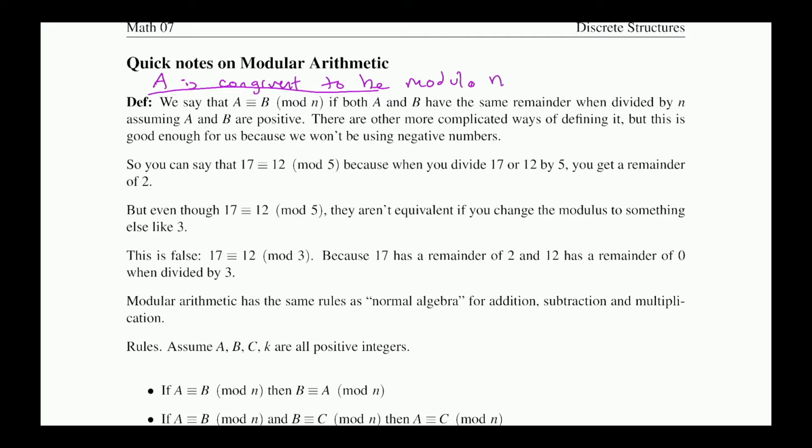This right here is how you say in words this right here. And it says, if both A and B have the same remainder when divided by n, assuming A and B are positive. There are other ways to define it, but we're not using negative numbers, so this is going to work for us. This is for positive numbers only, but this rule will work.